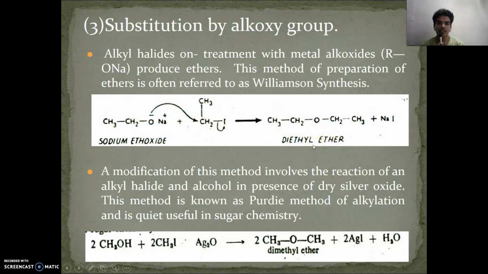Then a modification of this method involves the addition of alkyl halide to alcohol in the presence of dry silver oxide, and this method is known as the Purdie method of alkylation and is quite useful in the sugar industry. So there is only a change in the alcohol and silver oxide, and it will give diethyl ether.